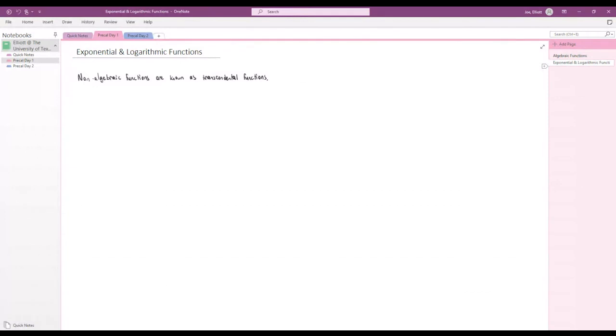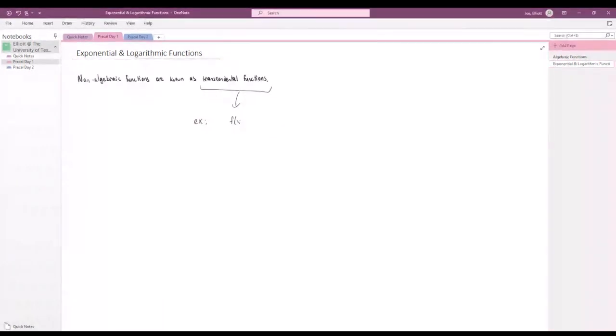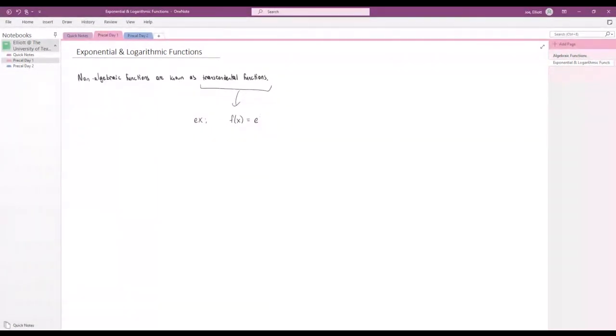Okay. So any non-algebraic function is called a transcendental function. That terminology is maybe not too important, but I thought I would go ahead and introduce it to you guys. And some examples of transcendental functions, so functions which are not algebraic. So exponential functions and logarithmic functions, that's what I'm going to try to talk about for the rest of today.